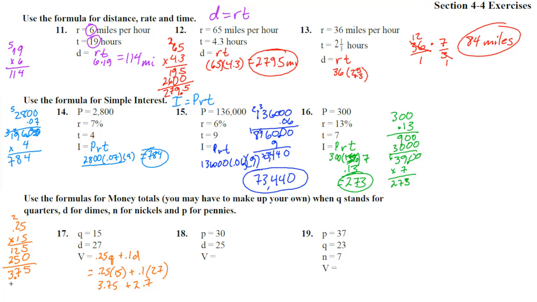Let me see. We'll add 2.7 onto this right here. 5 comes down. 7 plus 7 is 14. Carry the 1, 6. So it equals $6.45. Okay, good. Number 18.